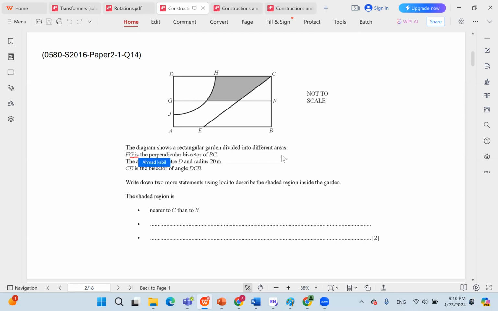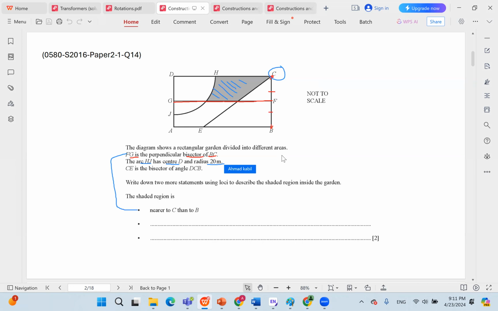So FG is the perpendicular bisector of BC. This means that FG, which is this line I'm coloring in red right now, represents the set of points that are at an equal distance from point B and point C. So therefore, the shaded region, which is above the red line, is closer to C, or nearer to C, than it is to B. So the first statement has already been described in the answer.